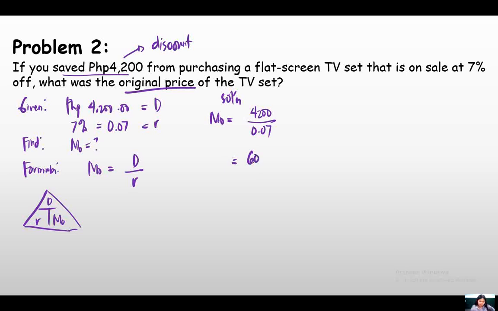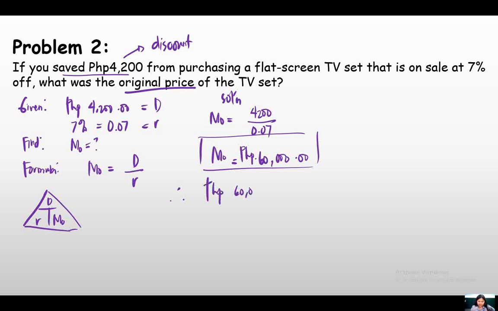Now get the quotient. So we have 60,000 pesos. Okay, so what is this? This is the original price of the TV set. Okay, so therefore, 60,000 pesos is the original price of the TV set. Okay.